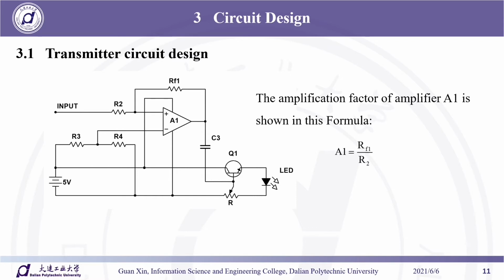The white light LED drive circuit is the core part of the transmitting end, and its working principle is to convert and modulate, directly converting the signal into the light signal emitted by the white light LED, and amplifying the modulated signal. The amplification factor of the amplifier A1 is shown in this schema.